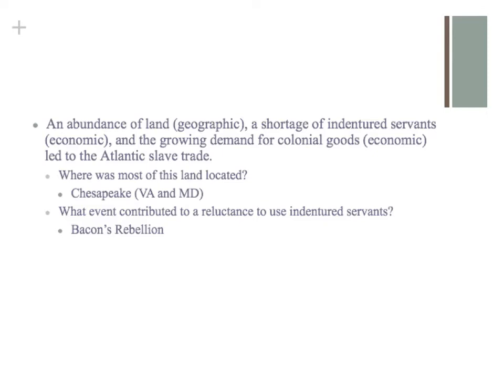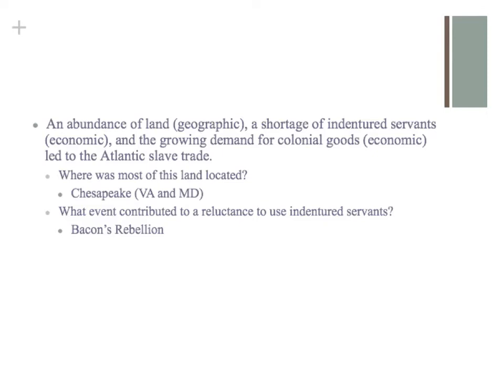Well, it's in the Chesapeake colonies, which we talked about being Virginia and Maryland, in that they had a lot of agricultural potential for agricultural land. And then as far as what event contributed to a reluctance to use indentured servants, you also need to know the characteristics of indentured servitude that we went over in class.